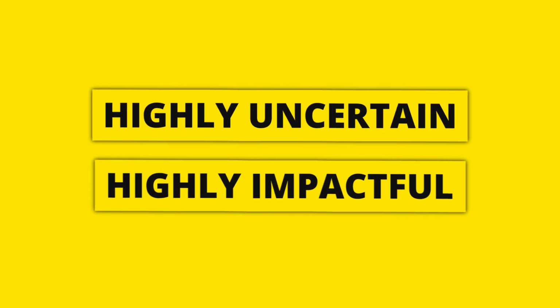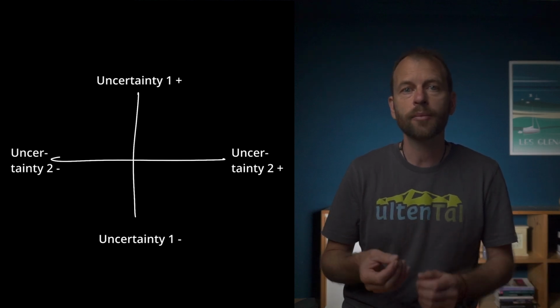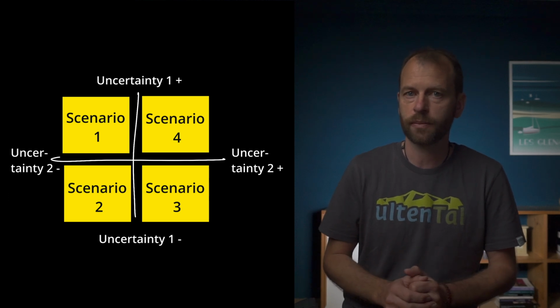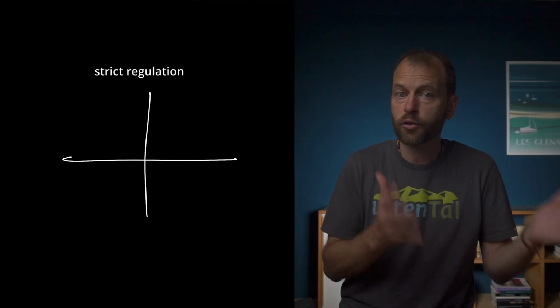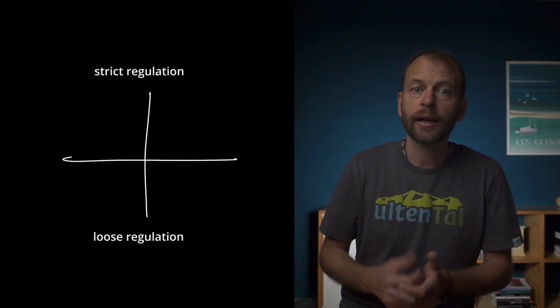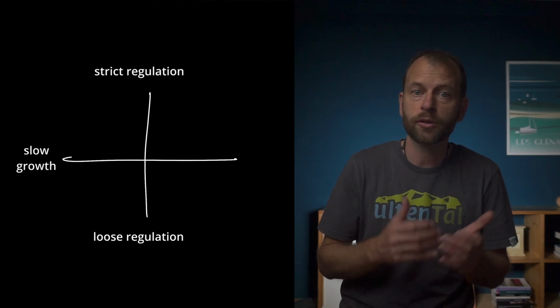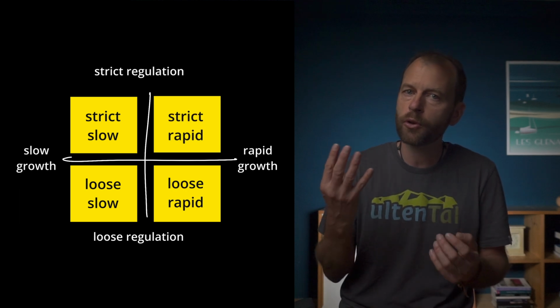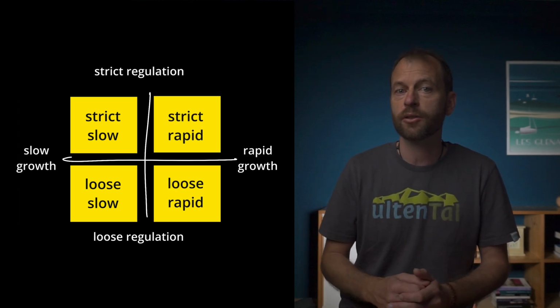It's built around 2 key dimensions or driving forces that are both highly uncertain and highly impactful on your future. By plotting these 2 uncertainties against each other, you end up with 4 distinct quadrants, each representing a different potential future. For example, you could explore a matrix based on market regulation and technological disruption. On one axis, you might have strict regulation versus loose regulation, and on the other, slow technological growth versus rapid technological growth. The intersection of these forces produces 4 unique scenarios, each with its own challenges and opportunities.